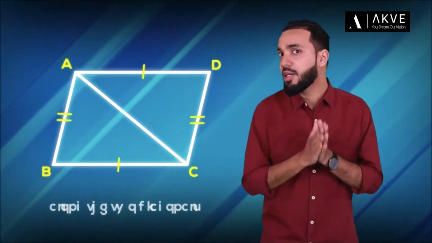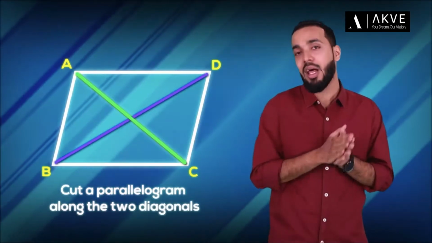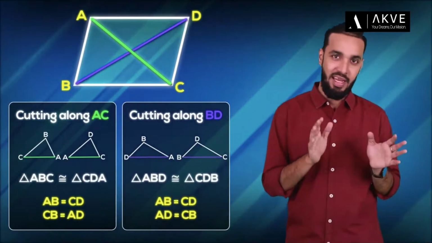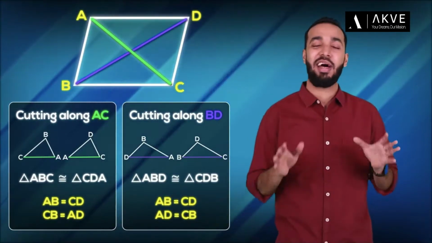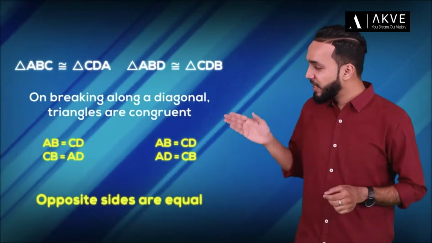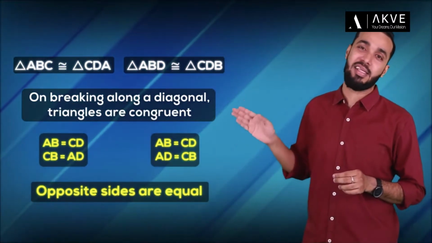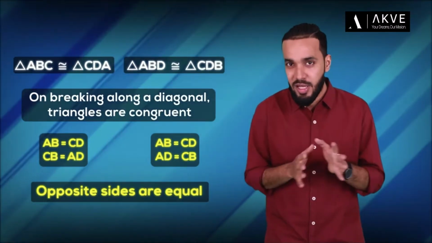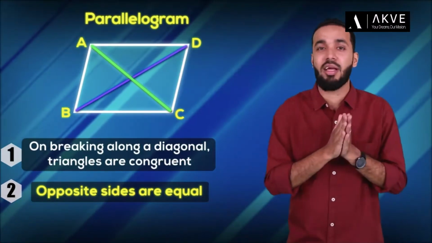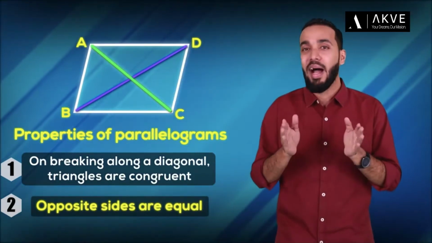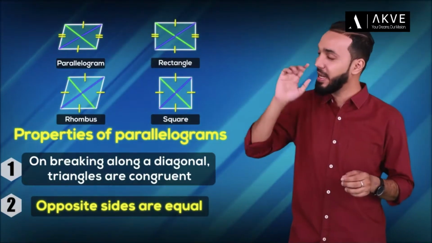Now, you can try cutting different parallelograms along their two diagonals one at a time. In each case, you will arrive at the same conclusions. The triangles are congruent and the opposite sides are equal. This is because these aren't just individual conclusions. They are actually properties exhibited by each and every parallelogram.